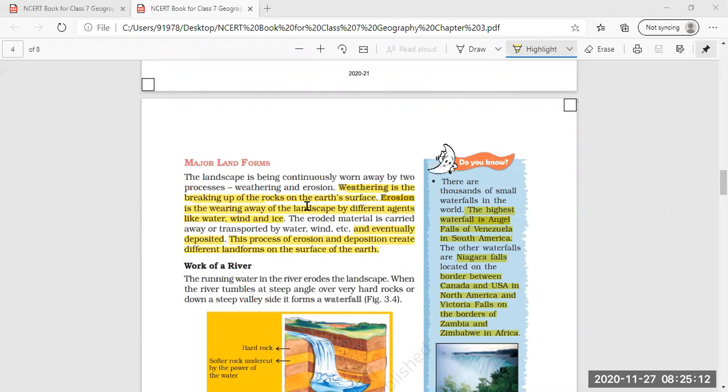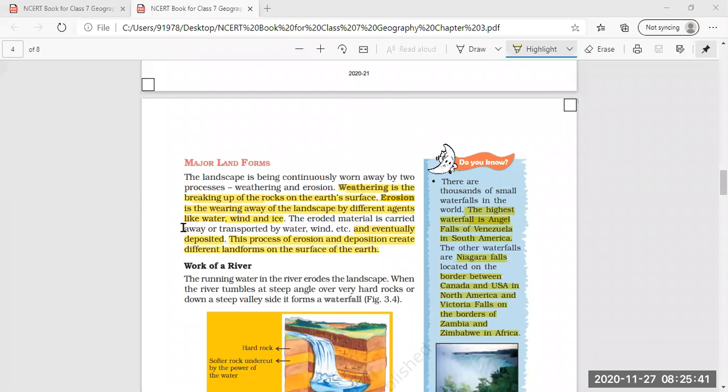And these two processes are weathering and erosion. Now, what is weathering? Weathering is the breaking. Whatever I have highlighted here, you can please underline in your books also. Weathering is the breaking up of rocks on the Earth's surface. So what is weathering? Many rocks are present on the surface, and the breaking of those rocks on the Earth's surface is termed as weathering.